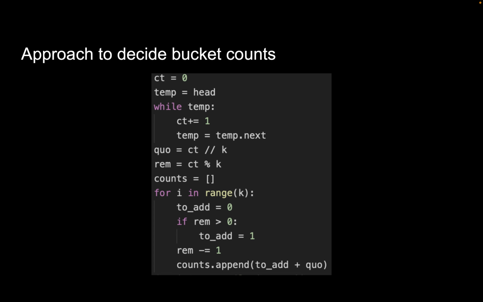So let's see the approach to decide the bucket counts. First, we initialize a count variable and set it to 0, and we have a temp variable which we set to be the head of the current linked list, which is the initial linked list.